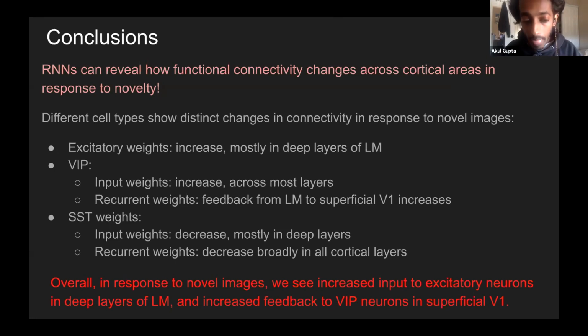So overall, in response to novel images, we see increased excitatory feedback in LM and increased feedback to VIP neurons in superficial layers, which is important because VIP neurons have been studied and are thought to carry the prediction signal or prediction error signal. So RNNs give us a further way to study this.